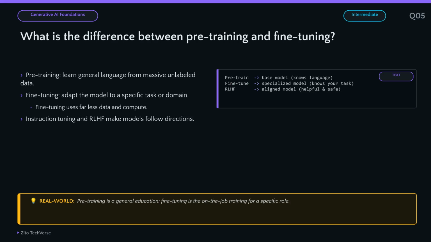Question 5. What is the difference between pre-training and fine-tuning? Pre-training creates a base model by learning language patterns from massive unlabeled data. Fine-tuning then adapts that base model for specific tasks using much smaller, curated datasets.